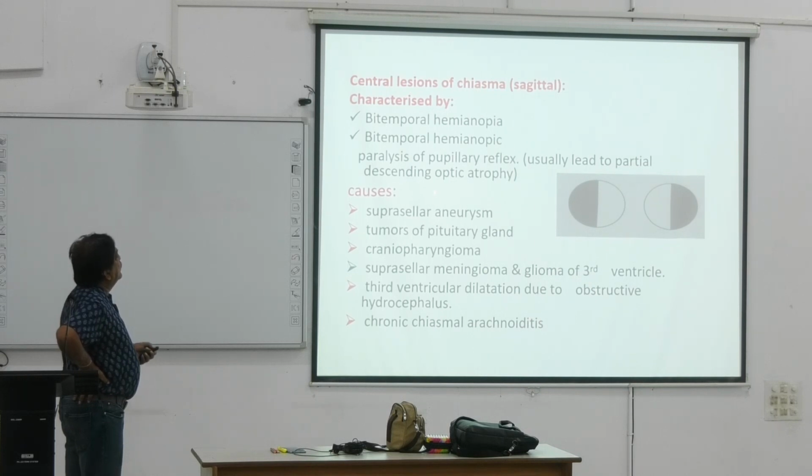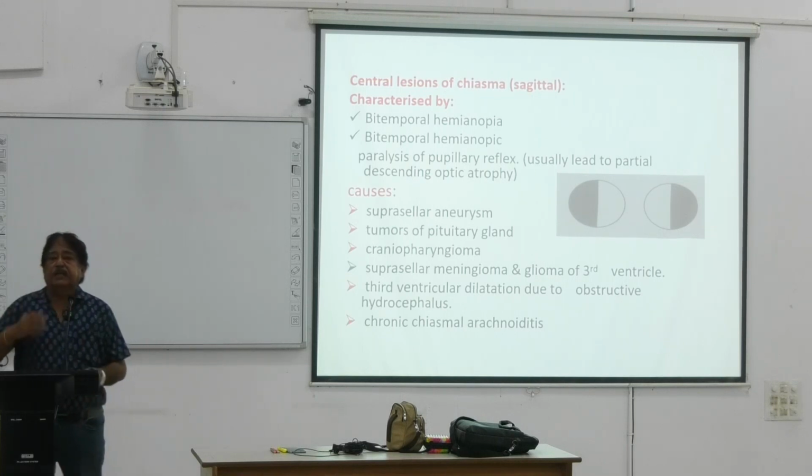Now, the central lesion of chiasma, such as bitemporal hemianopia, with paralysis of pupillary reflex, usually leads to partial descending optic atrophy. Causes: suprasellar aneurysm, tumors of the pituitary gland, craniopharyngioma, suprasellar meningioma and glioma of the third ventricle, ventricular dilatation due to obstructive hydrocephalus, and chronic chiasmal arachnoiditis.